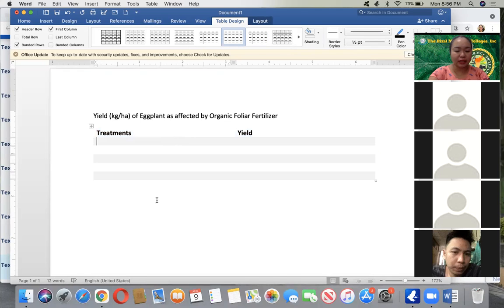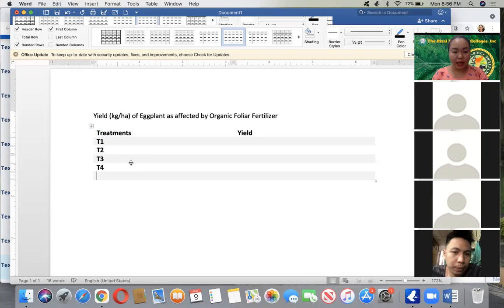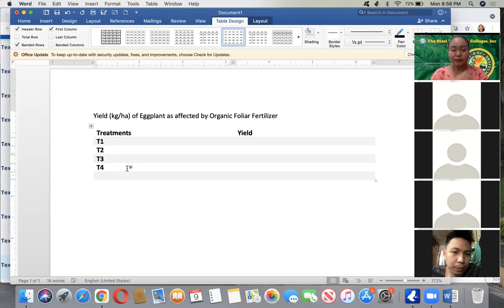So let's say treatment 1 is the control. Treatment 2 is with the NPK or the recommended rate from soil analysis. Treatment 3 is the one with foliar fertilizer. Treatment 4 is both, half of the NPK and then foliar fertilizer, and treatment 5 is the combination of the recommended rate of foliar fertilizer and NPK.